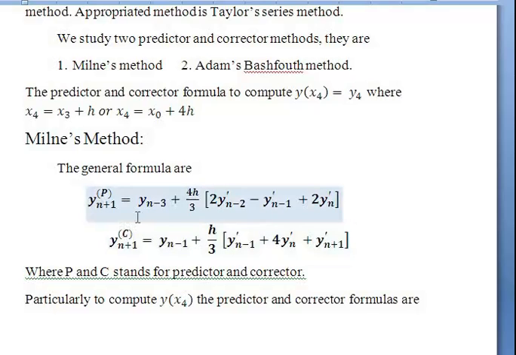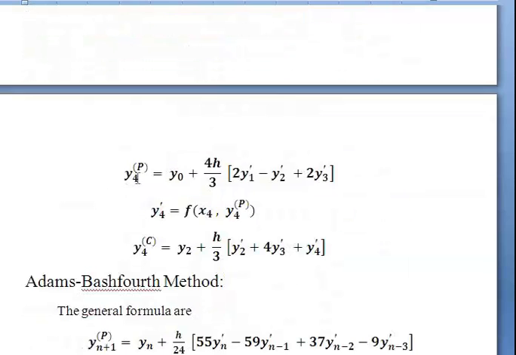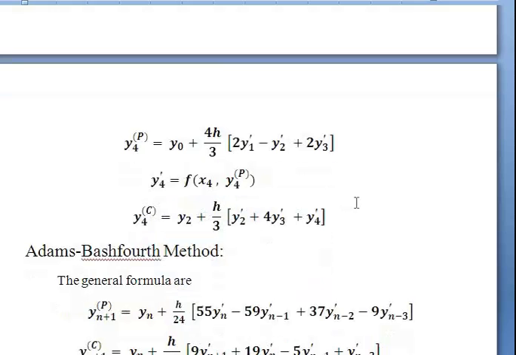Particularly, to find y4, the formulas are: y4p is y0 plus 4h upon 3 into 2 times y1' minus y2' plus 2 times y3'. The corrector formula is y2 plus h by 3 into y2' plus 4 times y3' plus y4'. Here y4' we obtain from the predicted value, using the given function at the point x4, y4p. Using that we get the corrector value, which itself can be taken as the solution.